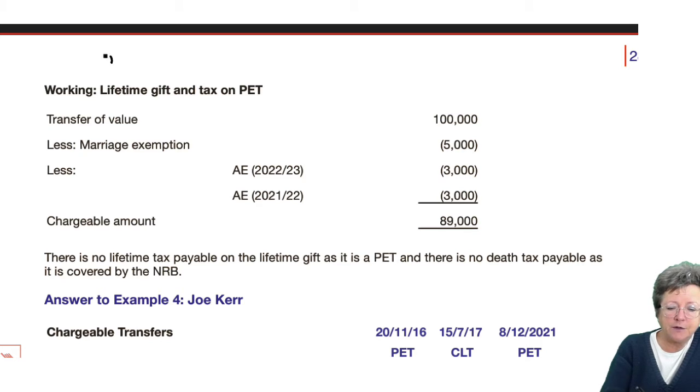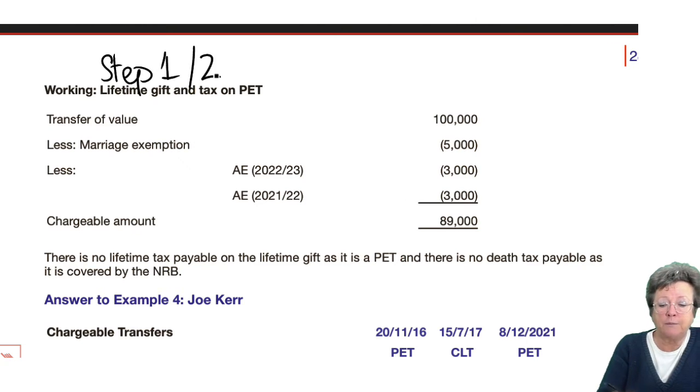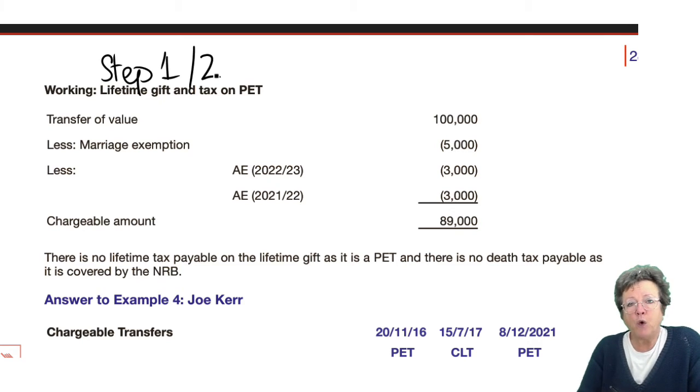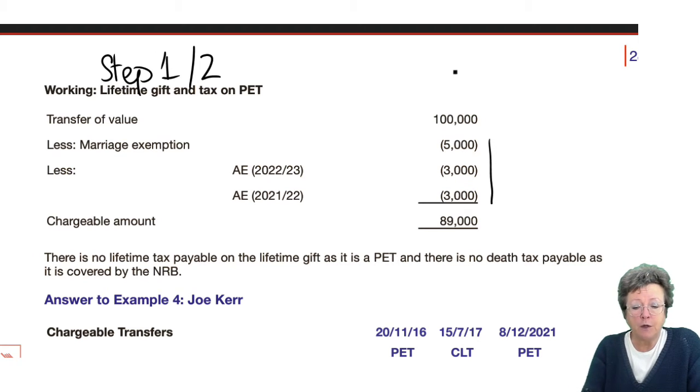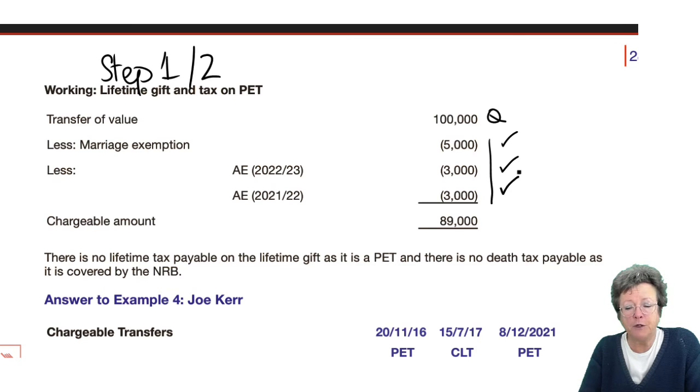So this is step 1. It's actually step 1 and 2 combined, because in stage 1, there is no IHT because it's a PET. But we would have annual exemptions. So this is the lifetime transfer. That's from the question. The marriage exemption, the annual exemption for the current year and the previous year because you've never made any. So that would be the lifetime position.